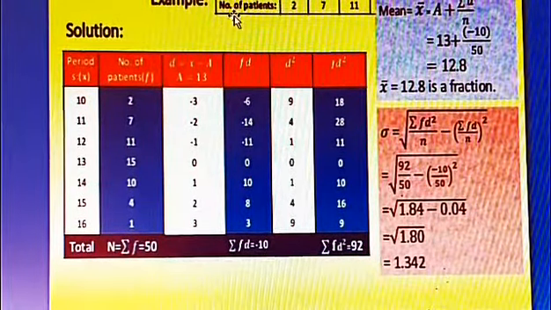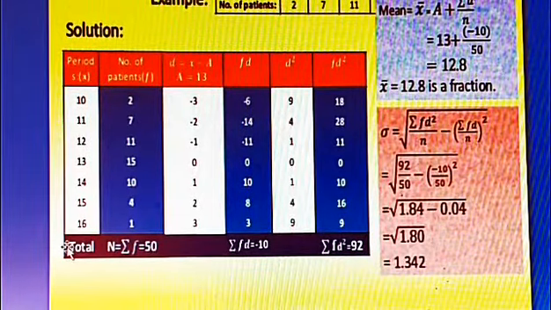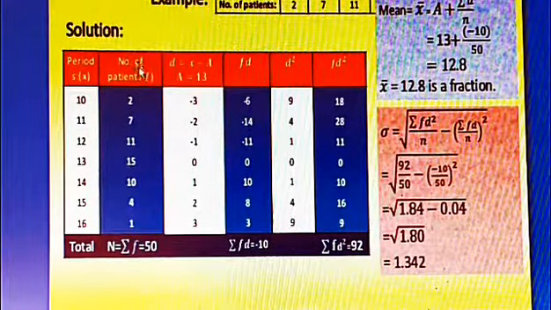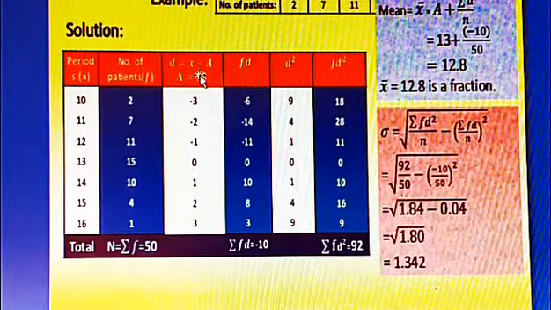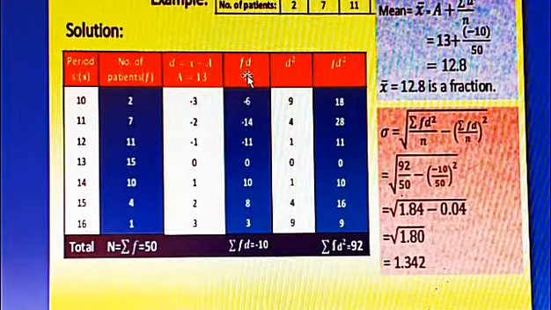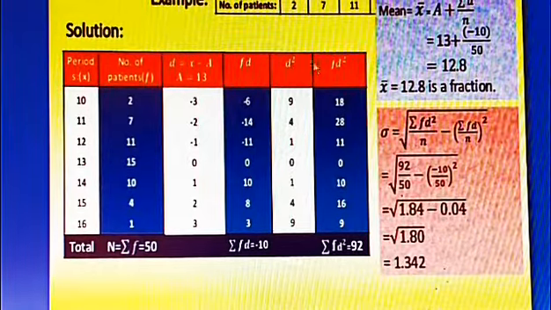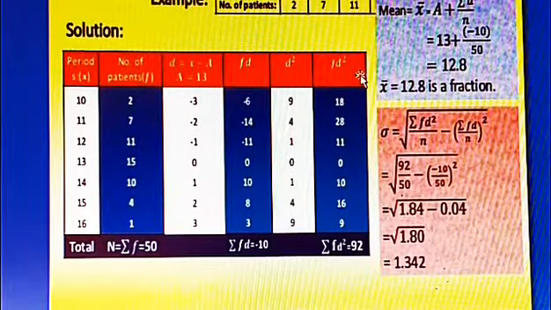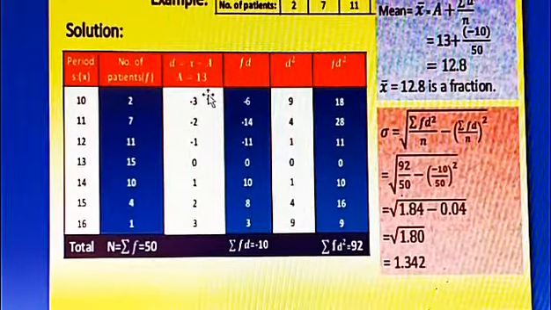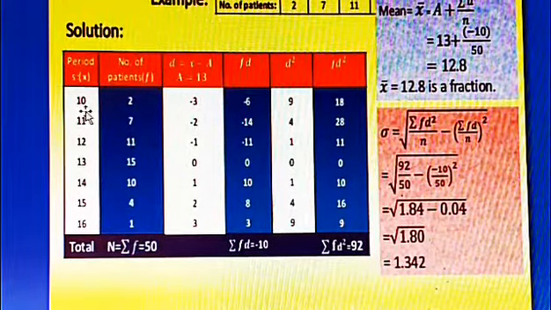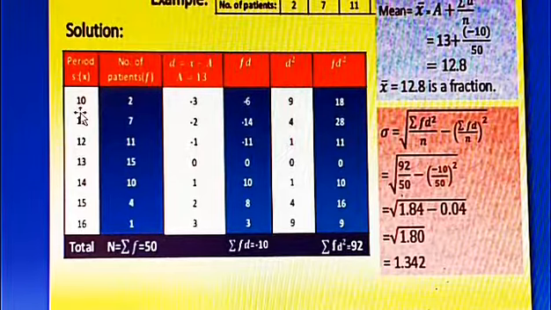Period is given, number of patients. Period takes as x variable, number of patients take it as frequency, and then find d, x minus a. Then next column will be fd, then d square, f into d square. How did we get the assumed mean? We took the middle term 13. Alright, so in order to find d, take the first term here of x variable.